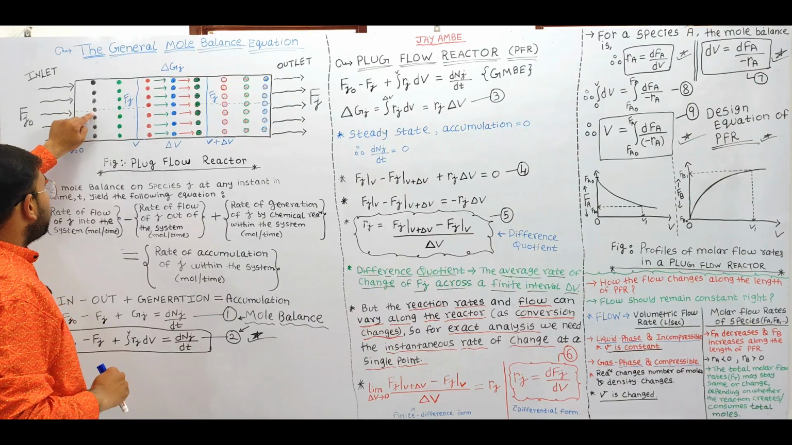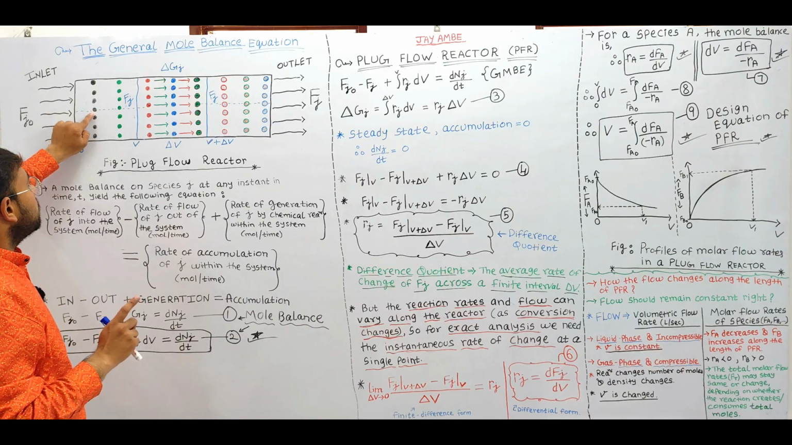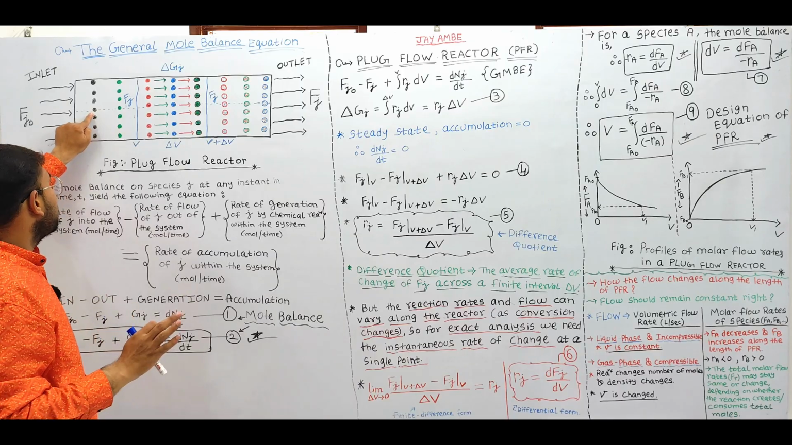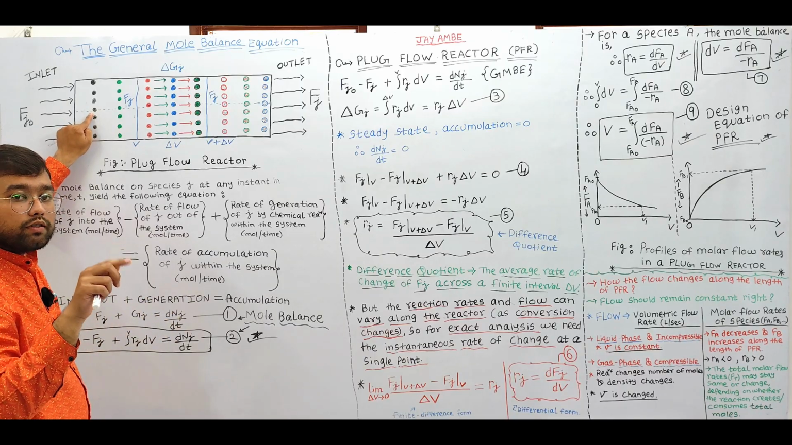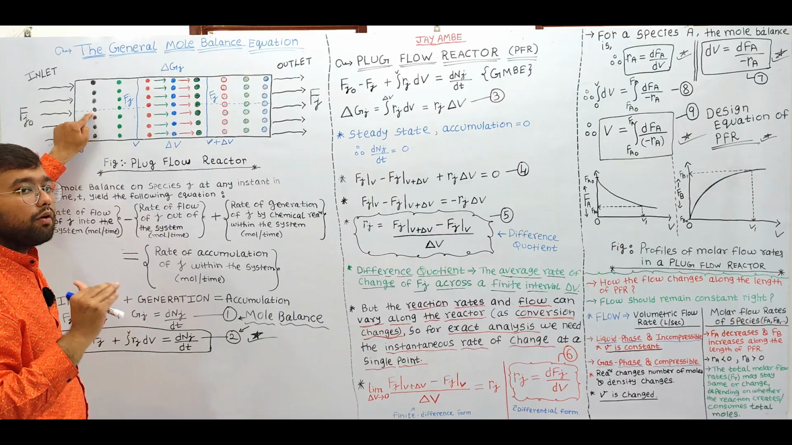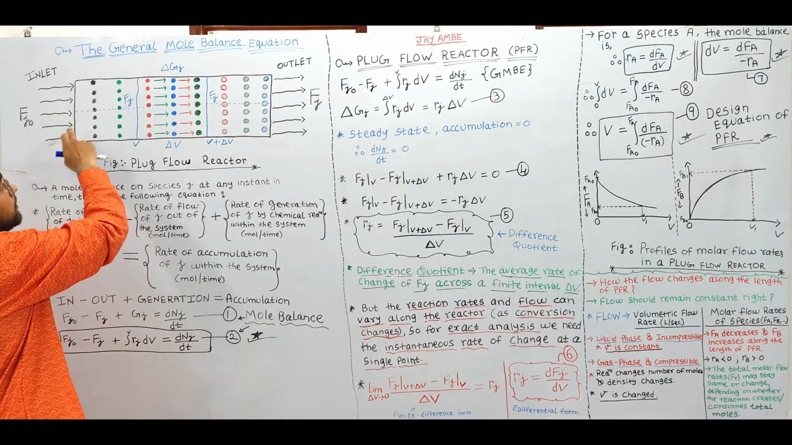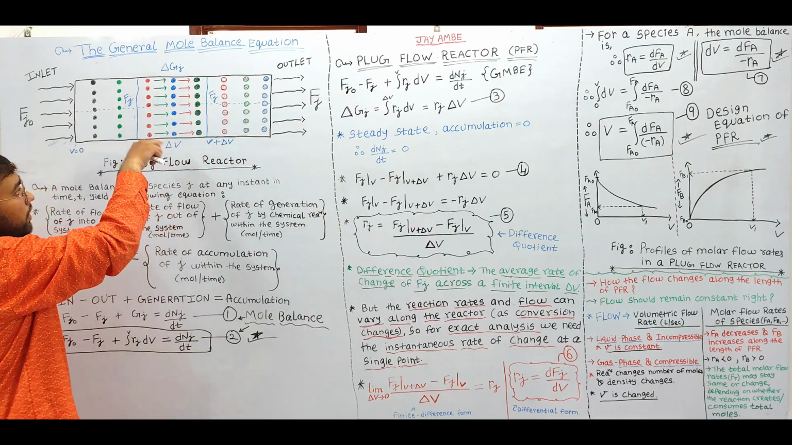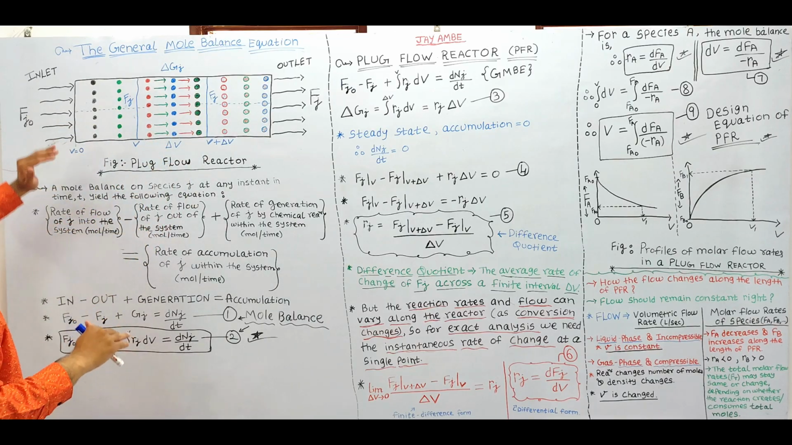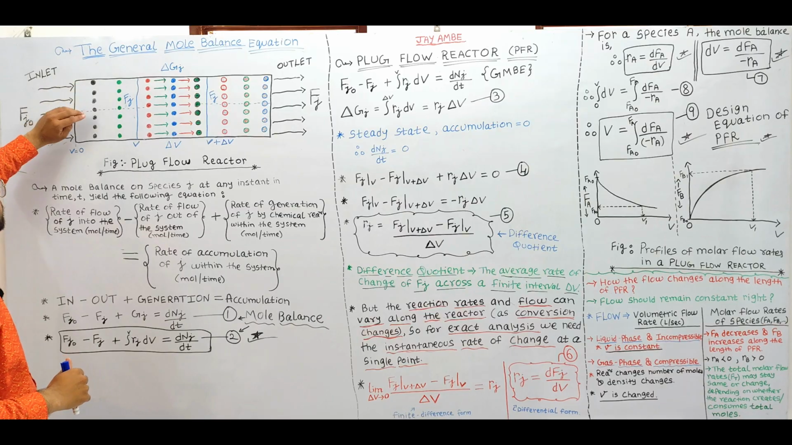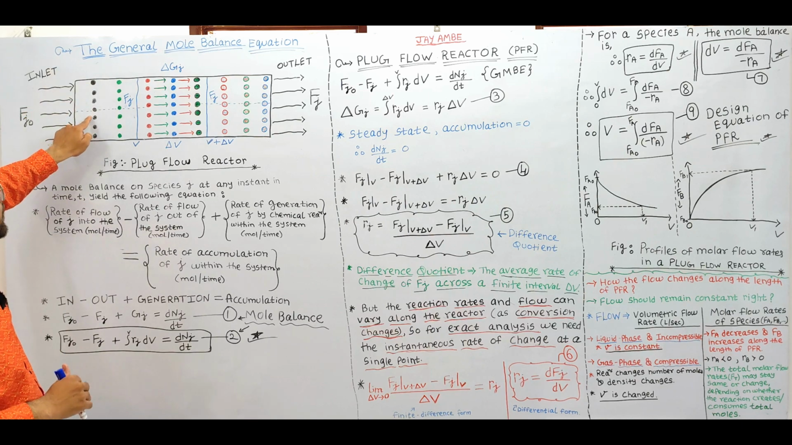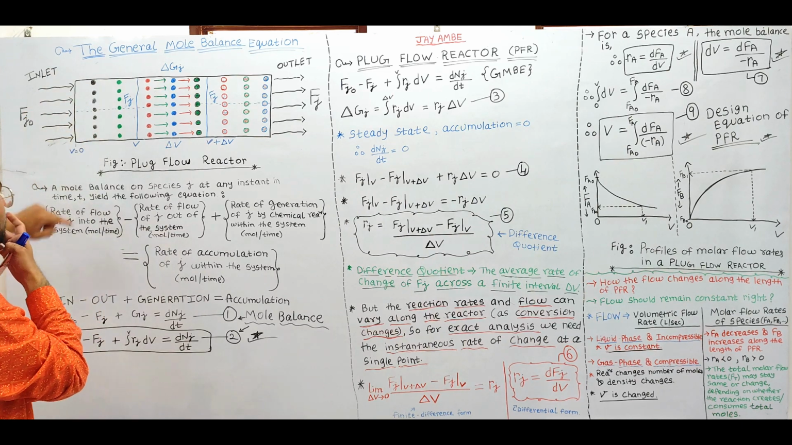Now as per the assumption for the ideal plug flow reactor, we will not have axial mixing. In order to understand the ideal plug flow reactor, there will be no axial mixing, right? But there will be radial mixing, which means all these molecules can mix with each other in the radial cross section at each individual axial position, right?